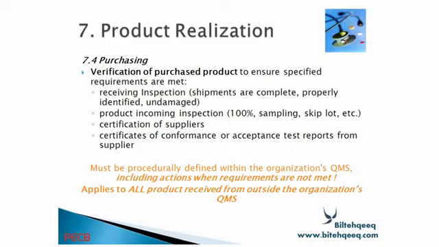You can perform 100% inspection, or you can select some samples to check, or you can also trust the supplier certificate. It depends upon the nature of the product and the competency level of the supplier. This must be practically defined within the organization's quality management system, including action when requirements are not met. It applies to all products received from outside the organization's quality management system. So if there is any problem in the outsourcing process, your verification activity should be increased.